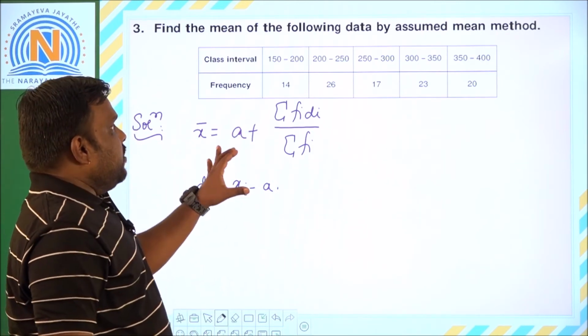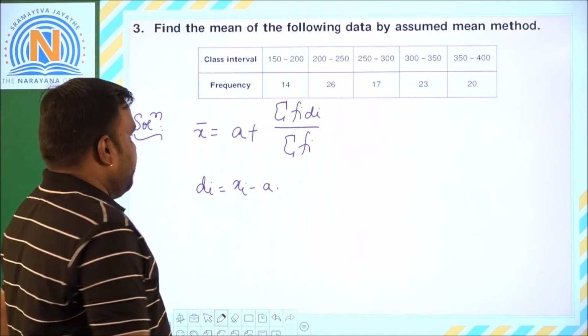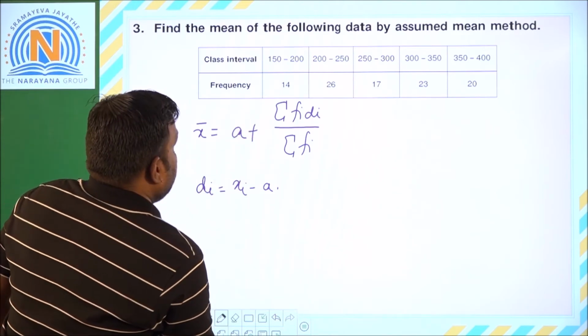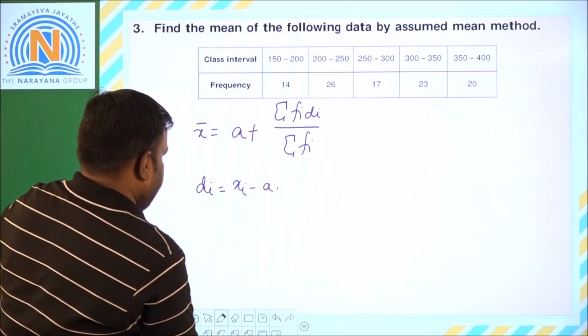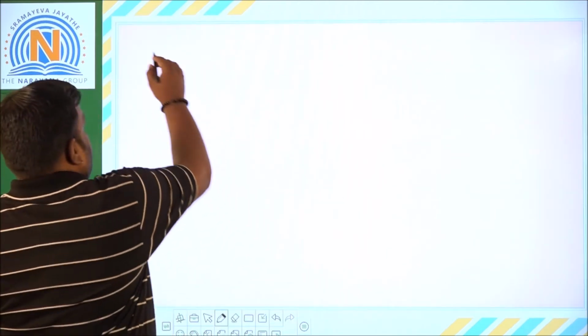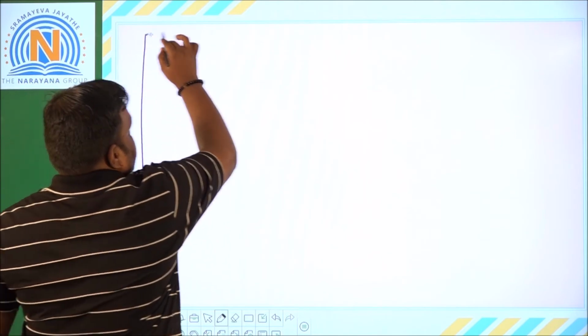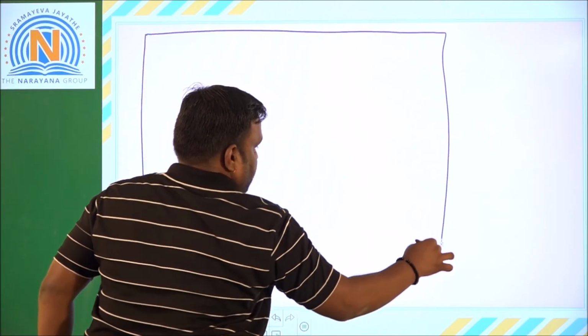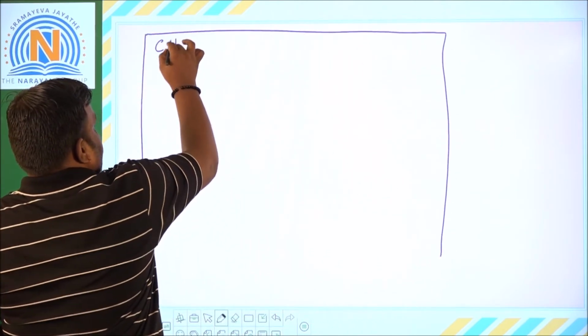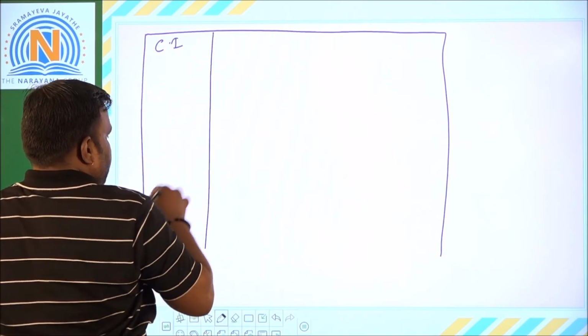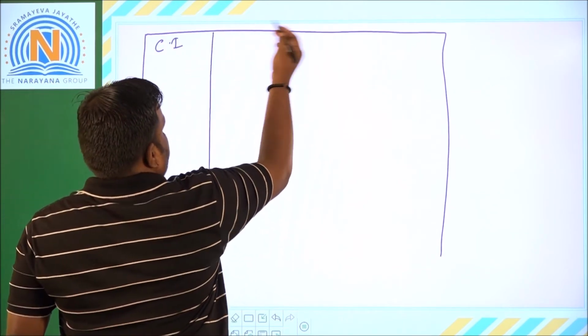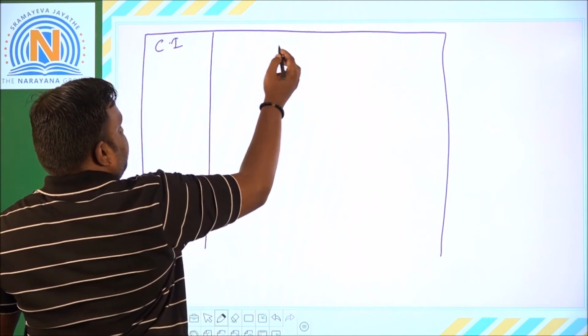Now let us draw the table for this one and go for the calculation part. So here when you look at this, the class interval is given and the frequency is given. First comes the class interval, and next we have frequencies or class marks. We can take it according to that.